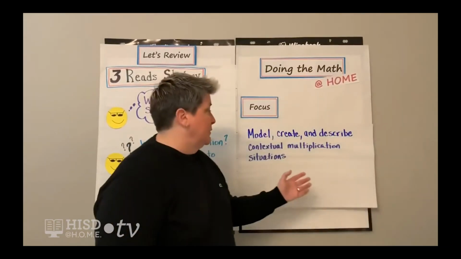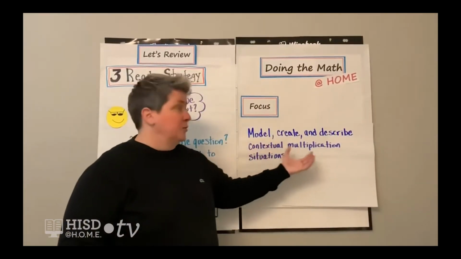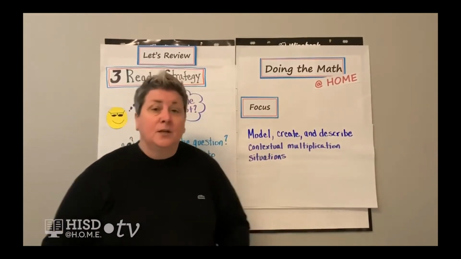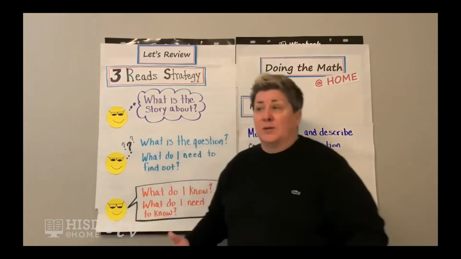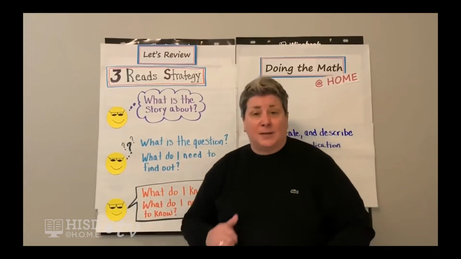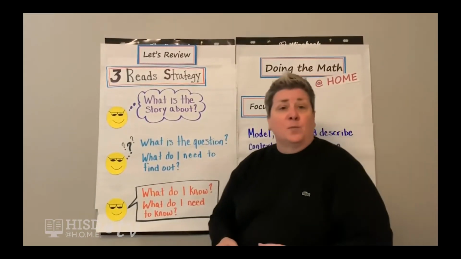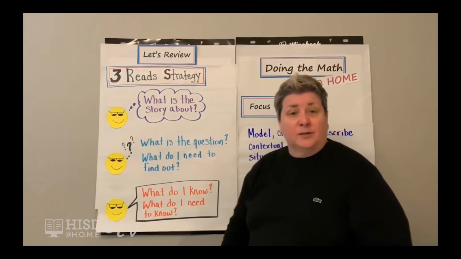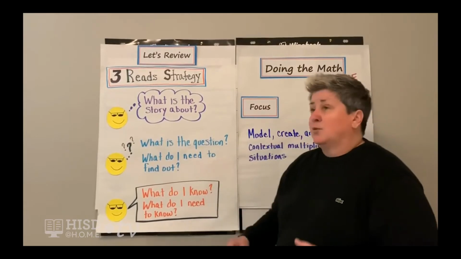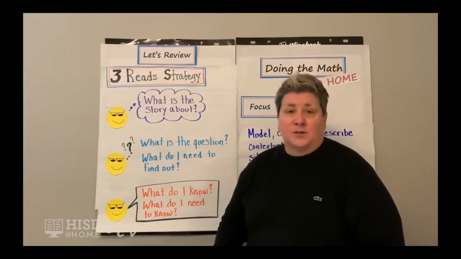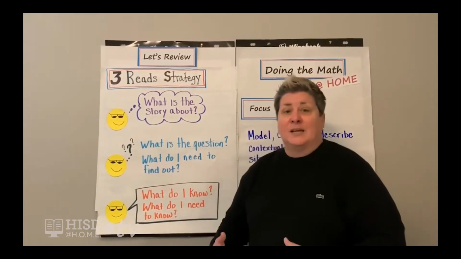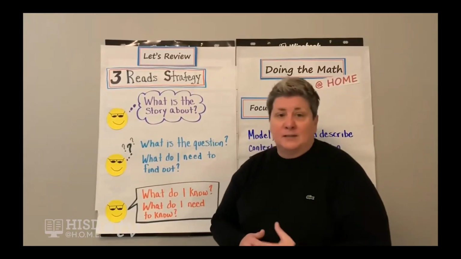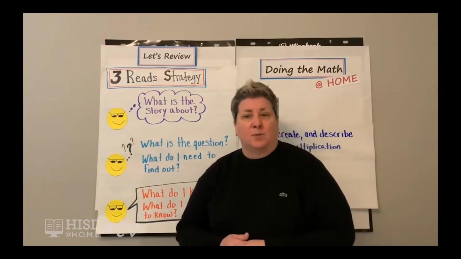If you remember from today, we're going to model, create, and describe contextual multiplication situations. So we are really going to be able to recognize by the end of the day if a word problem or a math story is actually a multiplication math story. So the 3-read strategy is going to help us understand what's happening in a story and be able to figure out, am I adding, am I repeatedly adding, or do I think I might need to multiply?